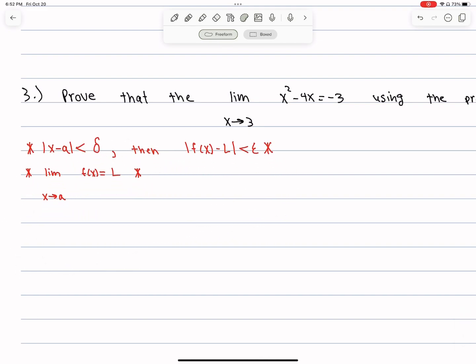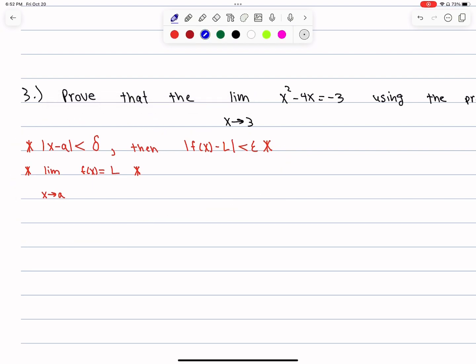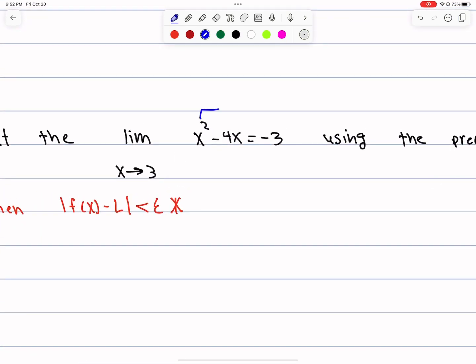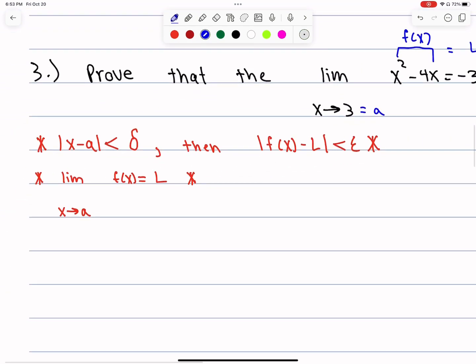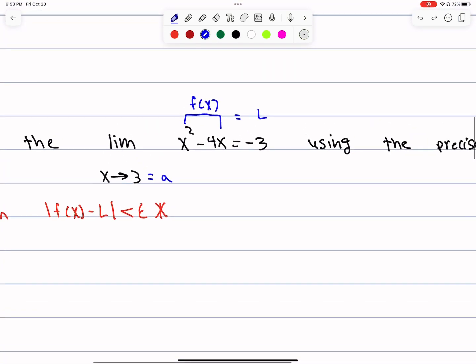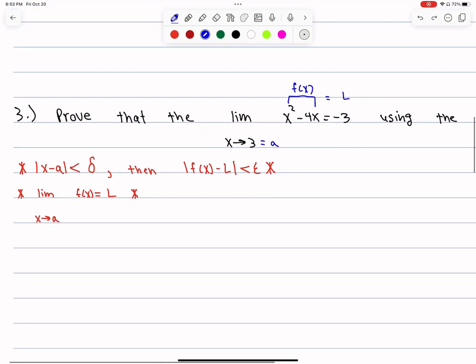So for this problem, we need to know a couple of formulas or definitions, which state that if the absolute value of x minus a is less than delta, then the absolute value of f of x minus L is less than epsilon. And we have the format right below: the limit of f of x equals L as x goes to a. As you can see right here, the x squared minus 4x is the f of x, or the function, and that is equal to L. And the limit x going to 3 means a equals 3. As you can see, the question follows the same pattern as the formula.